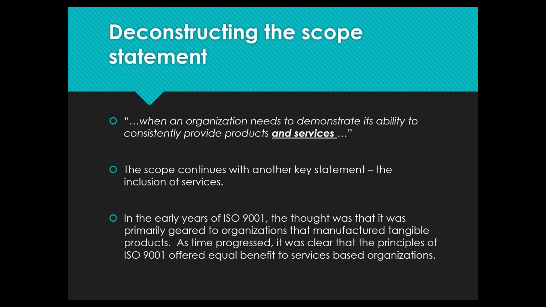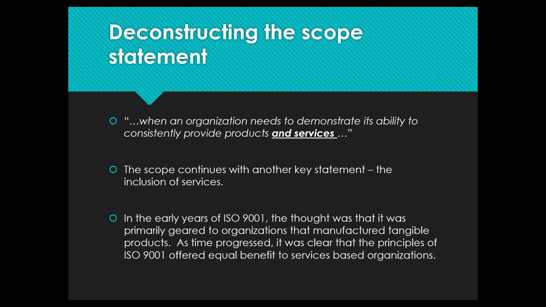Where an organization needs to demonstrate its ability to consistently provide products and services. Now, I've placed emphasis on this business of and services. Now, going way back, ISO 9001 was originally positioned as something that was going to be primarily for companies that manufactured tangible products.